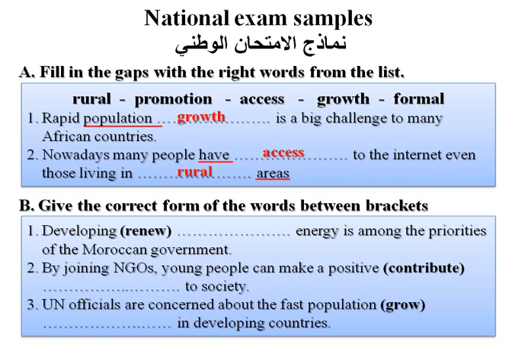Number 3, United Nations officials are concerned about the fast population growth in developing countries. The first step is going to try to find the keywords. We have energy requires something, or goes with something, or collocates with something. And second sentence we have positive, which is an adjective that requires a noun after it. And number 3 we have population requires something. So the answers: renew, we say renewable. Second one we have contribution, and the last one we have growth.